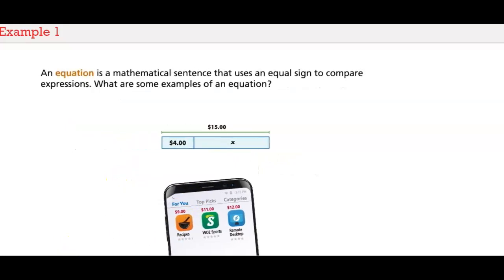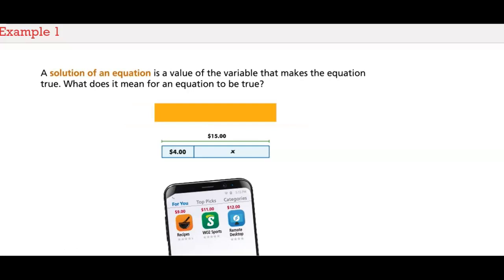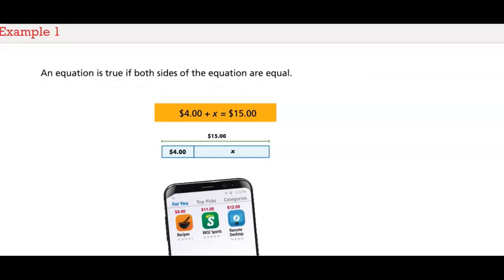An equation is a mathematical sentence that uses an equal sign to compare expressions. What are some examples of an equation? Five plus three equals eight, and 10 minus one equals nine are examples of an equation. A solution of an equation is a value of the variable that makes the equation true. What does it mean for an equation to be true? An equation is true if both sides of the equation are equal.